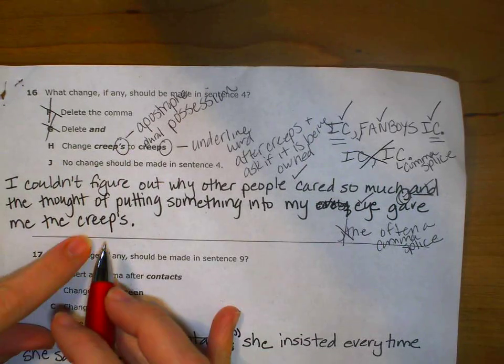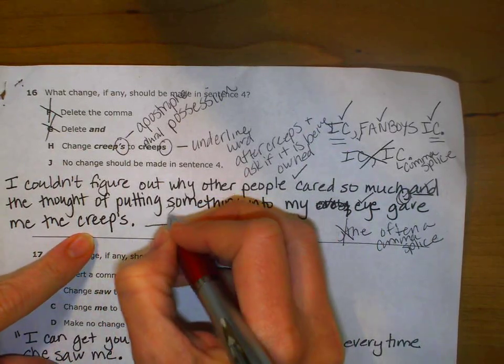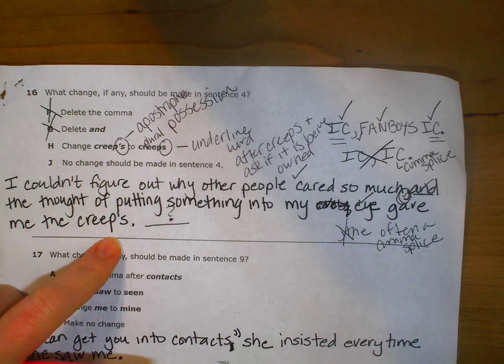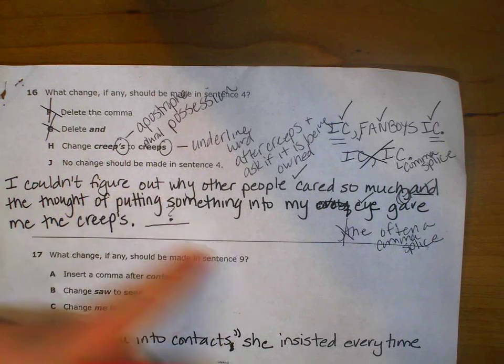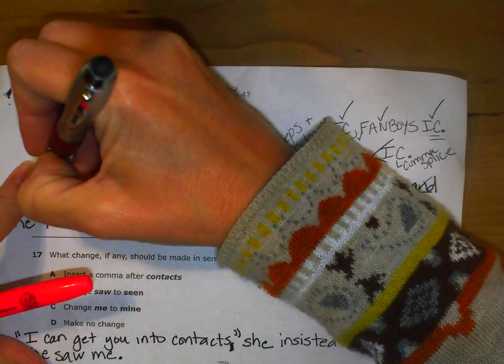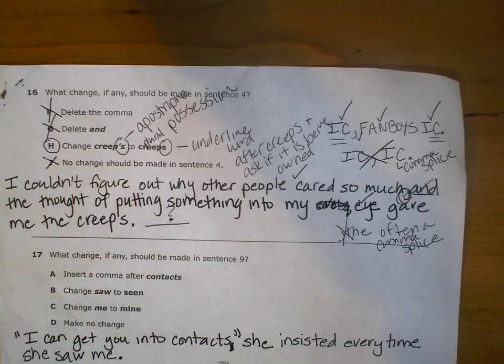So I go find the word creeps and there's no word that comes after it. Okay? So the thought of putting something into my eye gave me the creeps. Are the creeps owning anything or is it just plural? It's plural. It gave me the creeps, plural. Creeps do not own anything. So my correct answer is H, and J I can rule out because I know that creeps is plural, not possessive. Now what you will do is you will do the rest of the questions to earn back your points for this question.